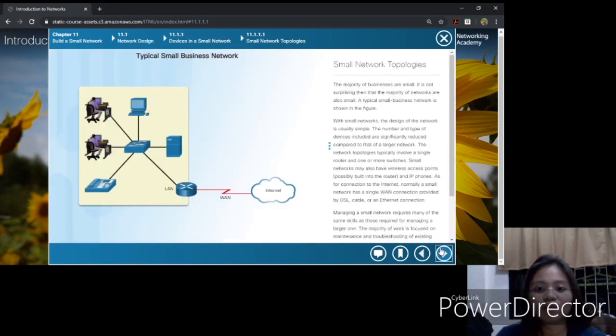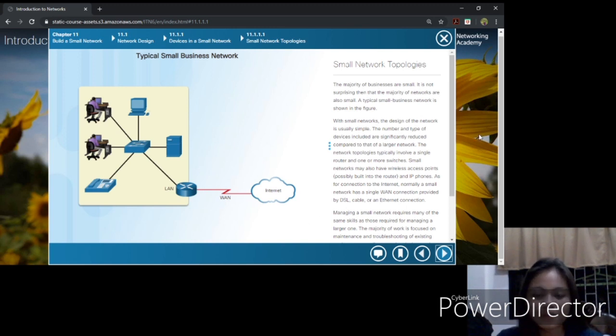The small network topologies: a typical small business network is shown in the figure. With a small network, the design of the network is usually simple. The network topologies typically involve a single router and one or more switches. A small network may also have wireless access points.